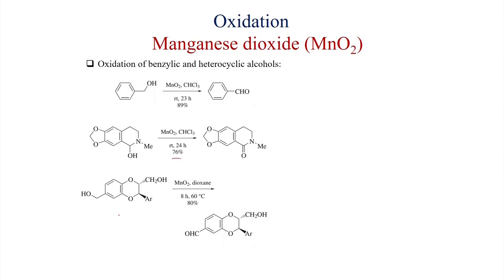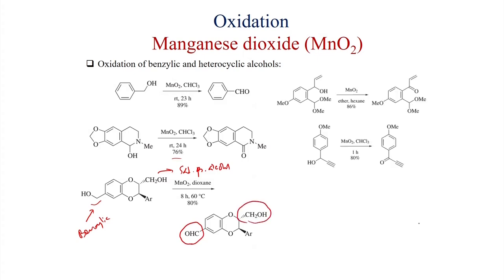And here you can see there is a benzylic alcohol, this is benzylic, and this is a simple saturated primary alcohol. So, what is happening under this condition? Only this benzylic alcohol is selectively oxidized to the benzaldehyde. So, this is also a selective oxidation of benzyl alcohol over saturated primary alcohol.